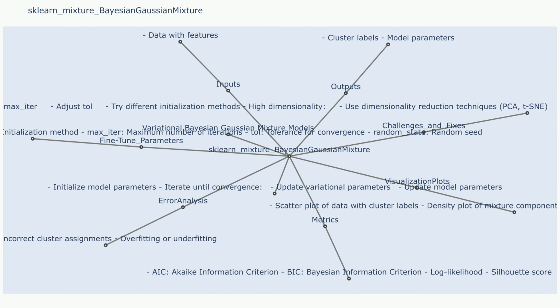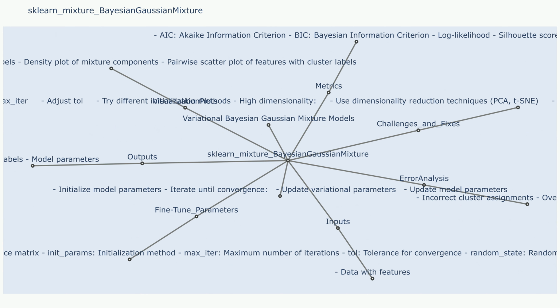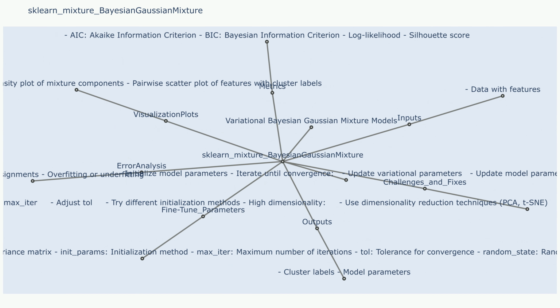cross-validation. Challenge 2: dealing with high-dimensional data. Sample use case that resulted in Challenge 2: a data set with many features, which can lead to computational difficulties and potential overfitting. Fixes to Challenge 2: use dimensionality reduction techniques such as principal component analysis (PCA) or feature selection methods to reduce the number of features.